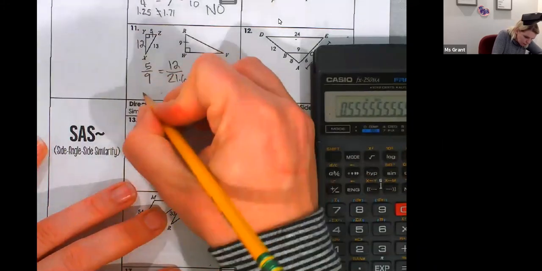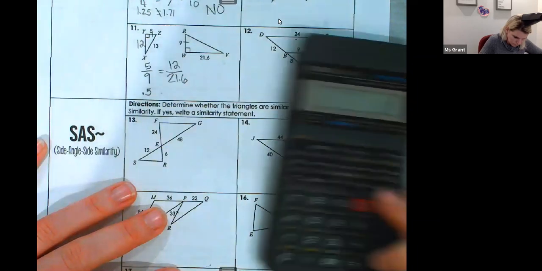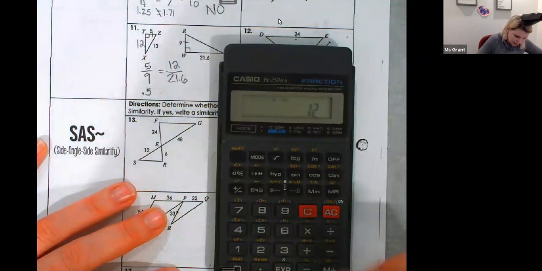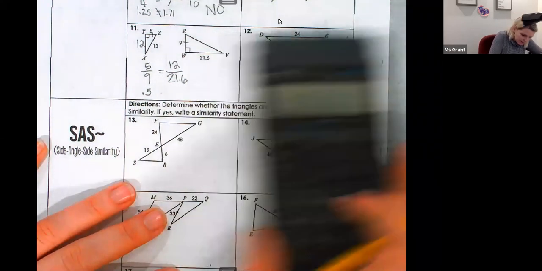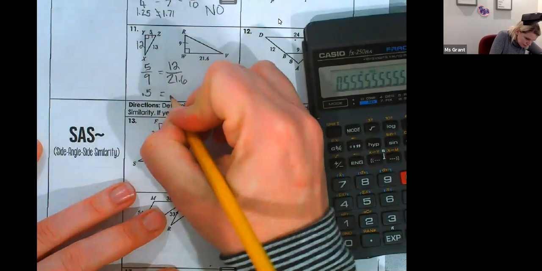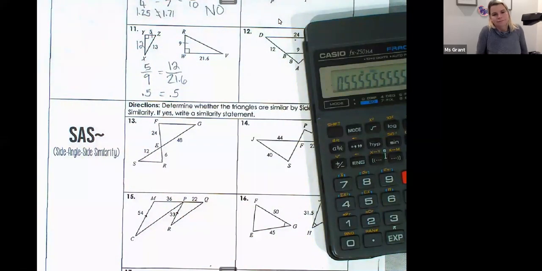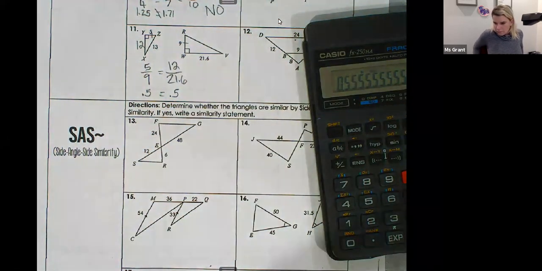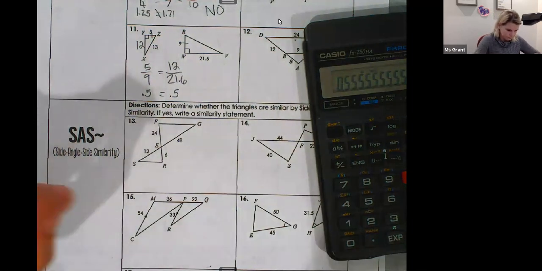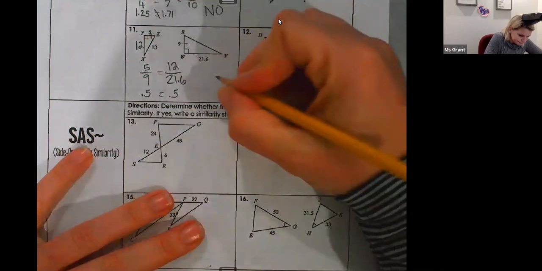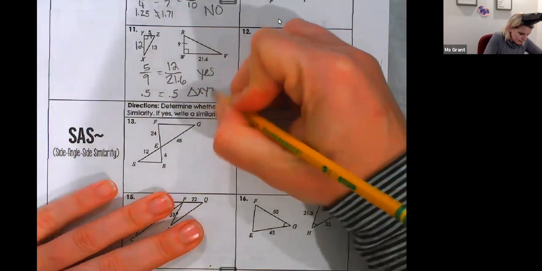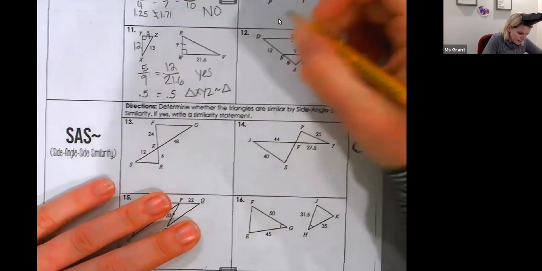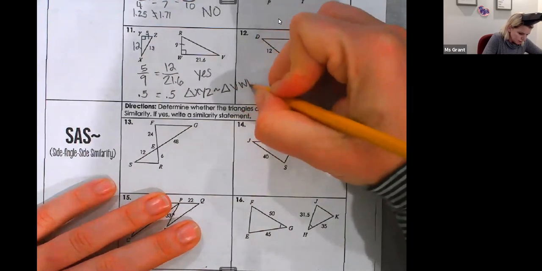0.5 repeated, 12 divided by 21.6. Yes, they're both 0.55555. Yay. That means, yes, triangle XYZ is similar to triangle VWR.